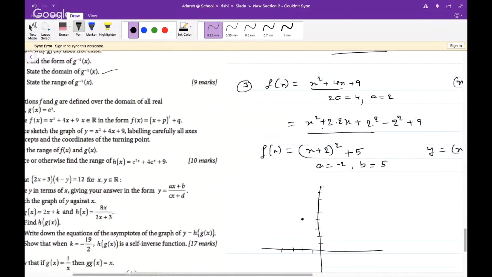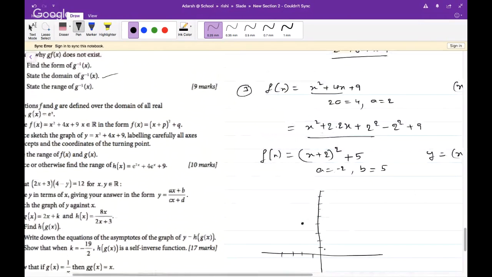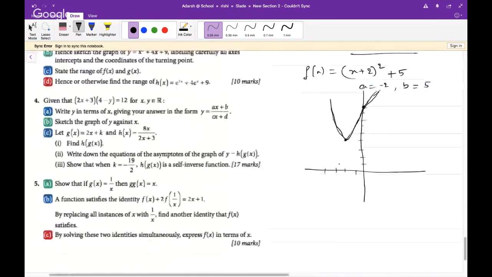Now when x is 0 on this line, y happens to be 9. So I'll mark the point 9. So this is one point and this is a turning point. So the curve goes through this 9, touches this point and turns around. So this is a quadratic curve. It's a smooth curve. So it passes through this. So this is your curve.